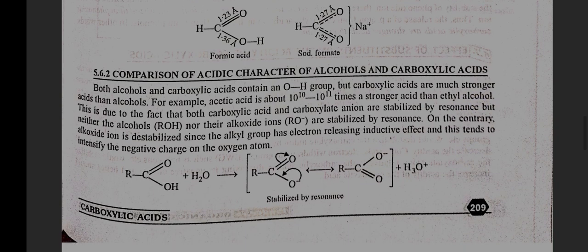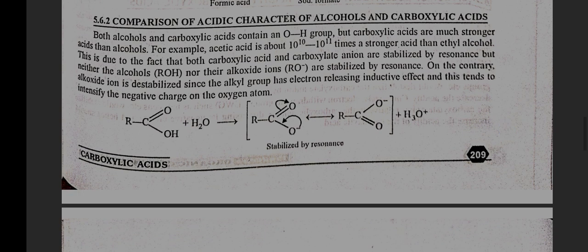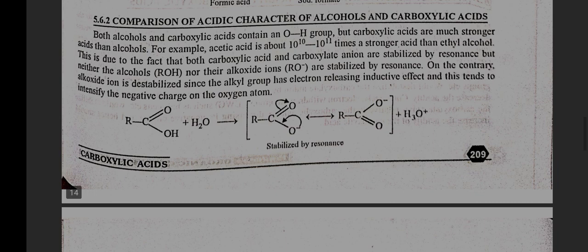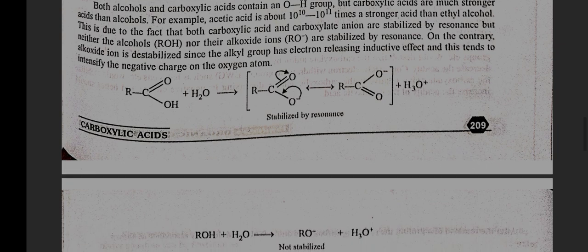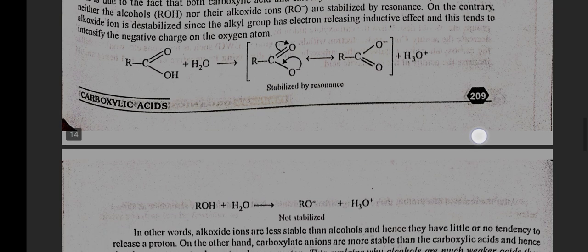Comparison of acidic character of alcohols and carboxylic acids. Both alcohols and carboxylic acids contain an OH group, but carboxylic acids are much stronger acids than alcohols. For example, acetic acid is about 10 raised to power 10 to 10 raised to power 11 times a stronger acid than ethyl alcohol. This is due to the fact that both carboxylic acid and carboxylate anion are stabilized by resonance, but neither the alcohols nor their alkoxide ions are stabilized by resonance. On the contrary, the alkoxide ion is destabilized since the alkyl group has an electron releasing inductive effect, and this tends to intensify the negative charge on the oxygen atom.